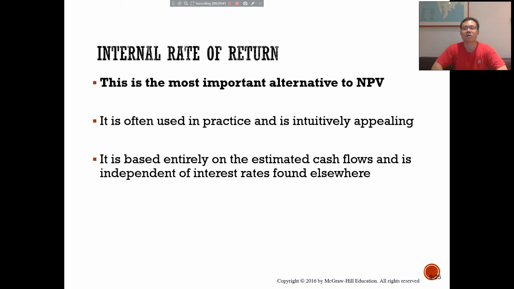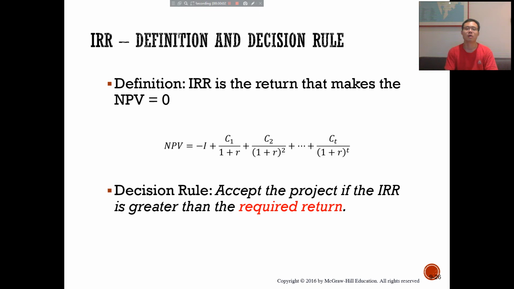Calculating IRR doesn't need an outside interest rate, but to make the comparison, it may need to compare it with the other interest rate, but the calculation is independent of the interest rate found elsewhere. The definition of IRR is that it's a return that makes NPV 0. Okay, so NPV is this formula, and you just need to find the R to make NPV 0. So you want to solve the equation when NPV is 0.